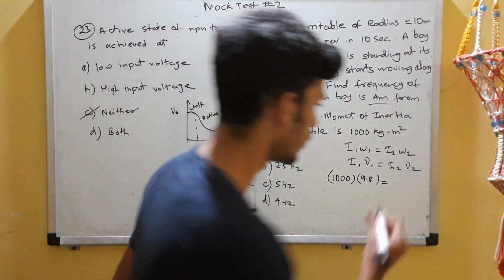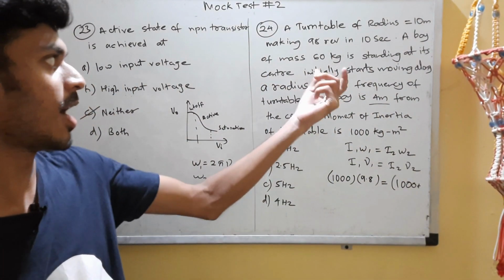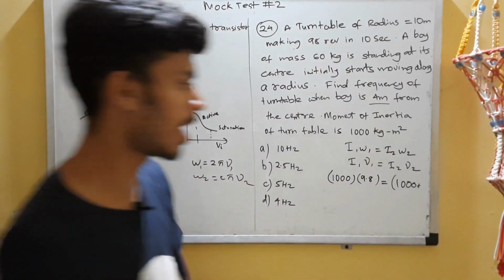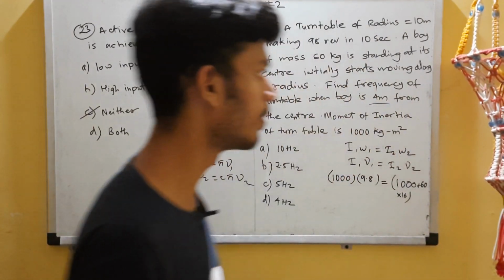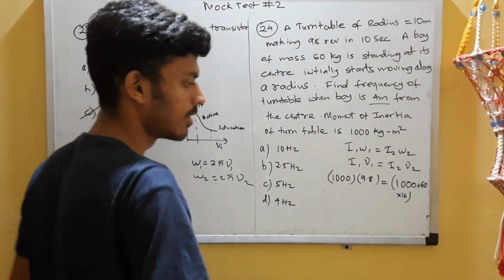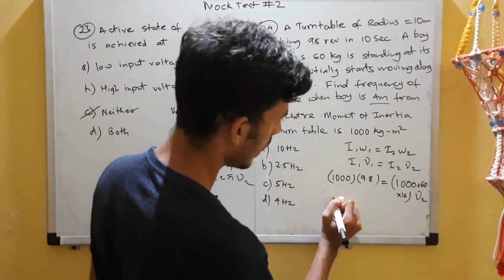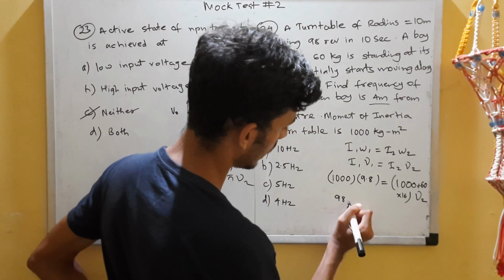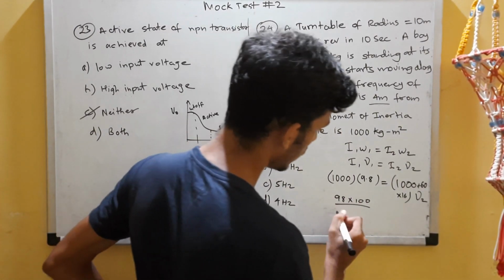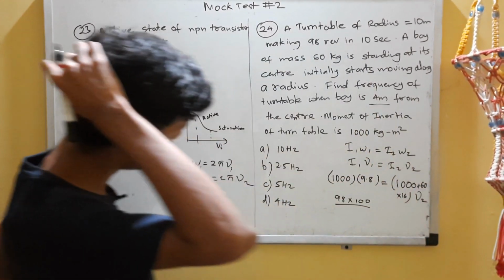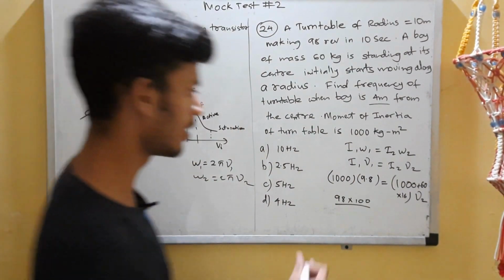Okay, so 1000 first of all of the turntable plus mass times r square. We'll treat the boy as a point object because the turntable is huge, 10 meters, right? So that into nu 2. Here we'll get 98 into, I'll keep it this way, 98 into 100 divided by 1000 plus 60 into 16. 16 6s are 96, 960, 1960.